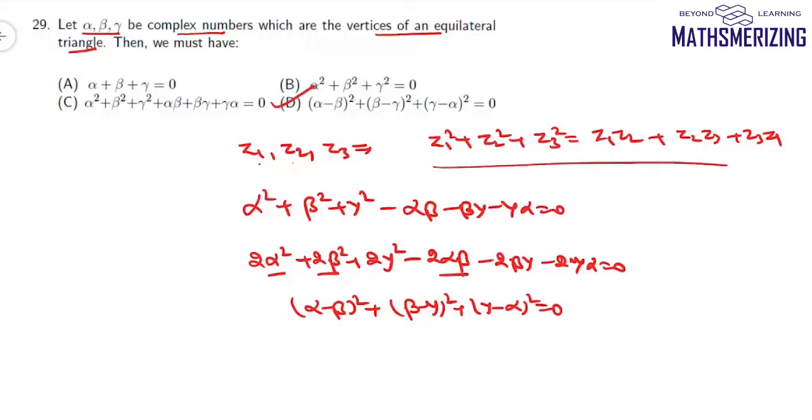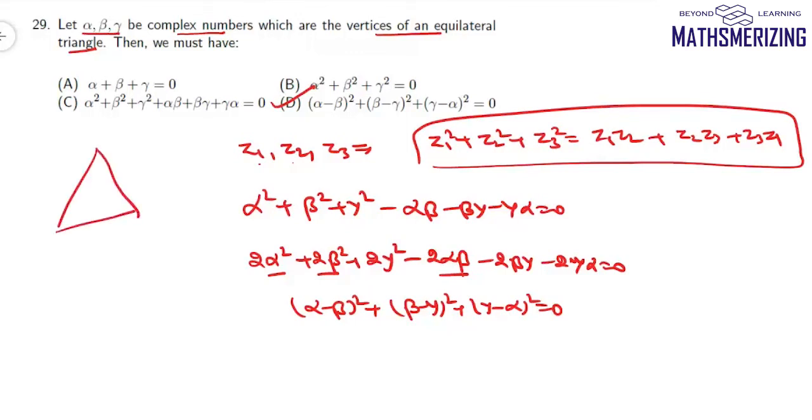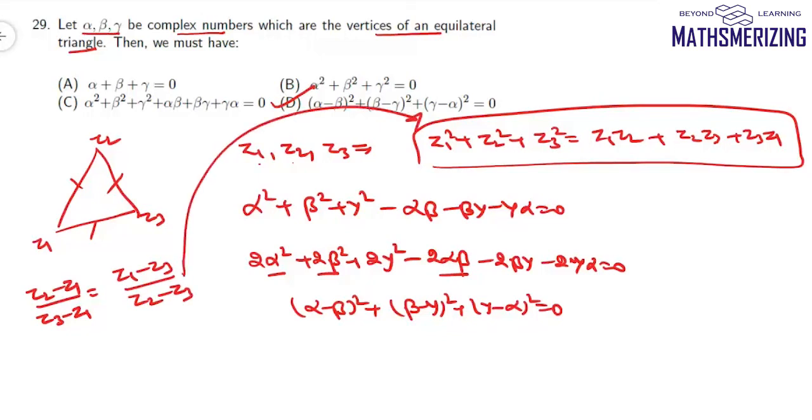Now this is a very standard result. You'll get it in any standard textbook. Otherwise you can get this result using rotation. So suppose we have 3 vertices. This is Z1, Z2 and Z3. It's an equilateral triangle. I can write Z2 minus Z1 upon Z3 minus Z1, and it should be equal to Z1 minus Z3 upon Z2 minus Z3. So we'll solve this rotation, then you'll get this standard result.